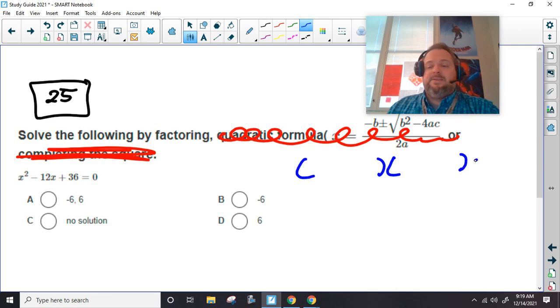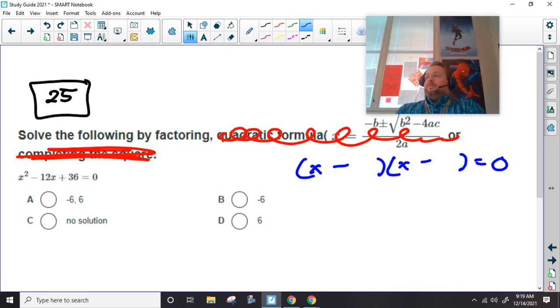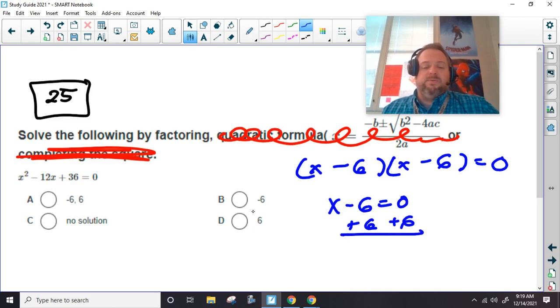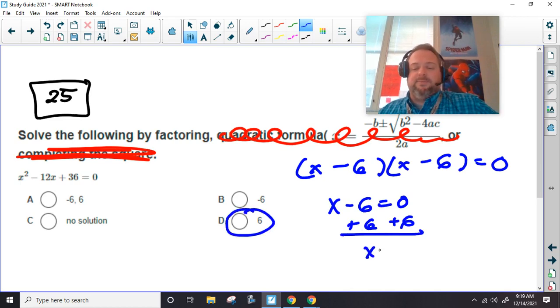So that negative 36 tells us our signs are the same, a positive 36, and that negative 12 tells us they're both negative. What two numbers, when you multiply them, you get 36, but when you add them, you get negative 12? Yeah, negative 6 and negative 6. So these are the same, so you would really only have to take one of these and solve it. So 6 is your answer. It's D for me, A for y'all on y'all's handout.